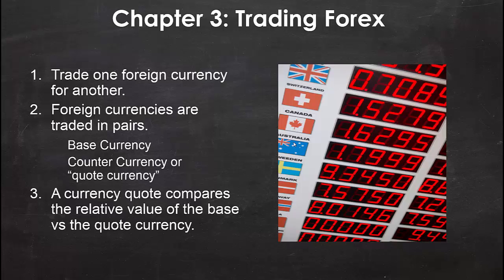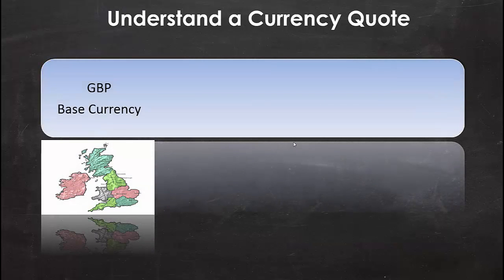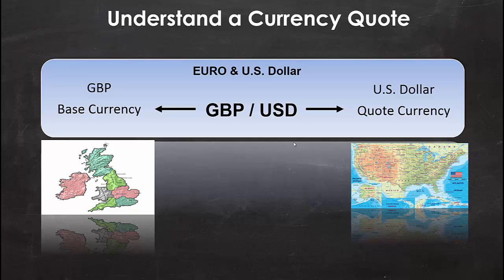The currency quote compares the relative value of the base currency versus the quote currency. So for example, let's say we have the British pound. The British pound is the first currency listed in the transaction. The base currency is the first currency. So whether it's the British pound, the euro, or the Australian dollar listed first, that is the base currency, with the US dollar listed second. The US dollar is listed first against the yen, it's listed first against the franc, and it's listed first against the CAD.